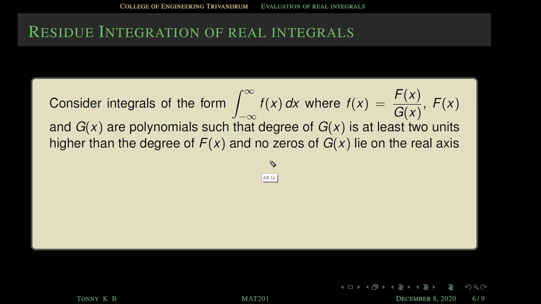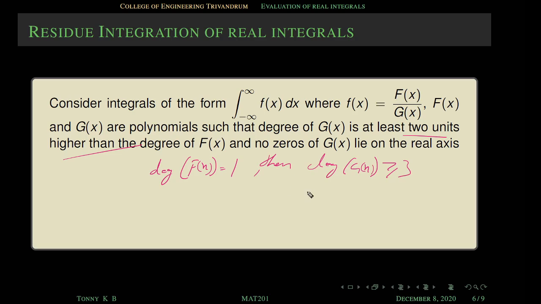That means if the degree of f of x is equal to 1, then the degree of g of x is at least 2 units higher. That means the degree of g of x is greater than or equal to 3. It should be greater than or equal to 3. Okay, at least 2 units higher.